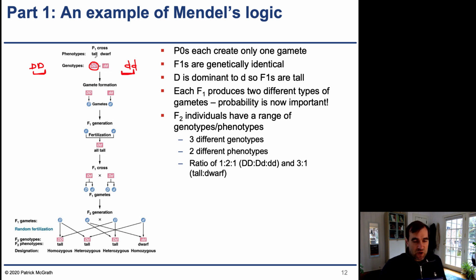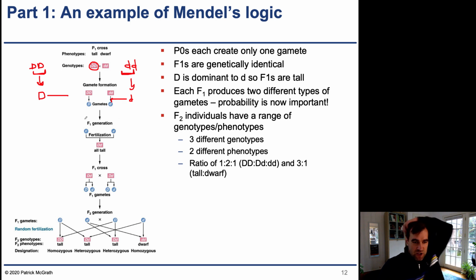So these individuals cross together, and they undergo meiosis in order to produce haploids, and the only possible gamete that this individual can produce is a big D. So the only allele it can pass on is the big D. The only gamete that this individual can produce is the little d. And so we know with certainty that if we do a cross between these 2 individuals, this parent is going to supply this, and this parent is going to supply this.